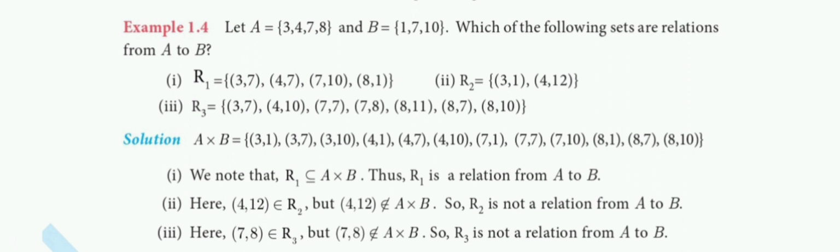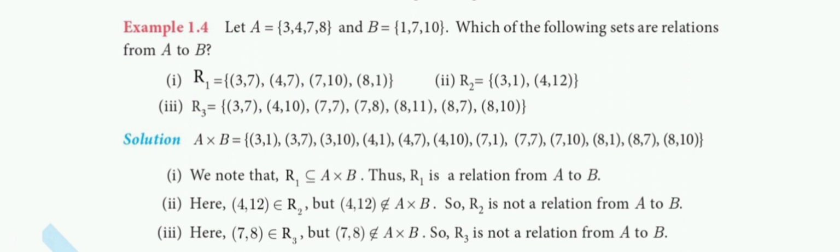This is the conclusion. To prove R1, R2, R3 are subsets of A cross B, we have to check that each element of R1, R2, R3 is an element of A cross B. To prove it's not a subset, it's enough to show that only one element from the respective R is not an element of A cross B. That is the conclusion for R being not a relation from A to B.